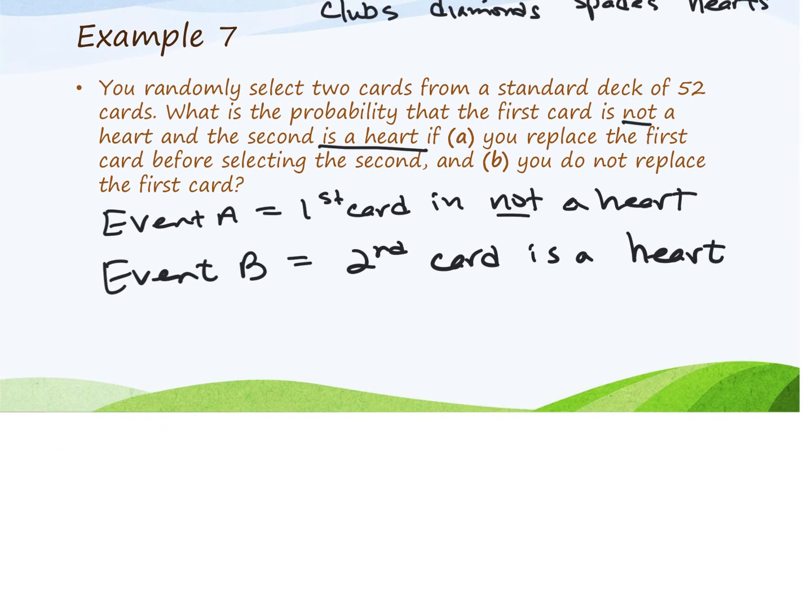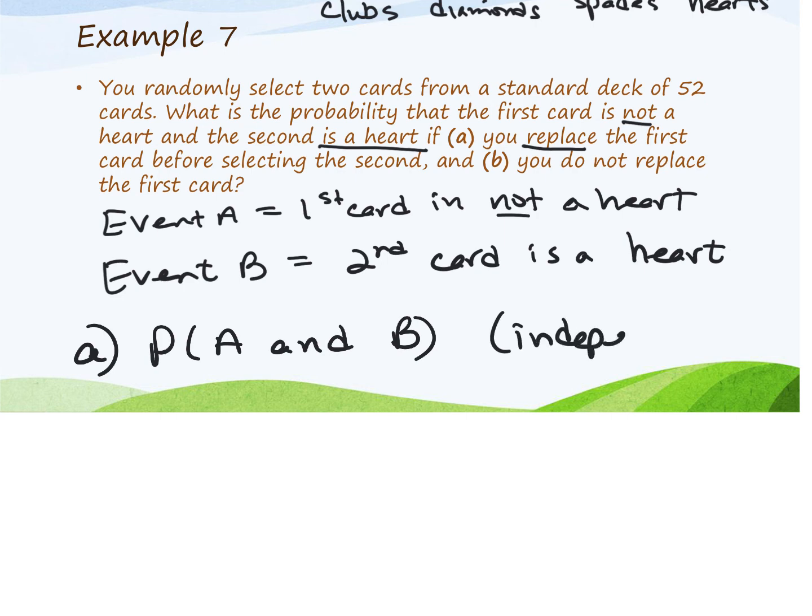For both part A and B, I'm doing the probability of A and B. But remember, we are replacing it for part A. So this would be independent for part A because we're replacing it. So what we're going to do here is just the probability of A times the probability of B. So remember, there are 52 cards in the deck.